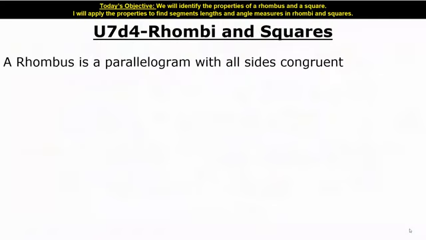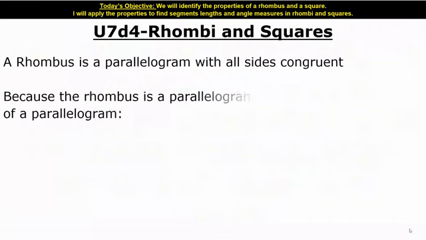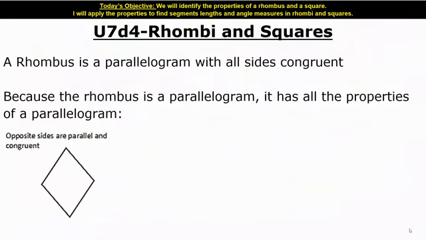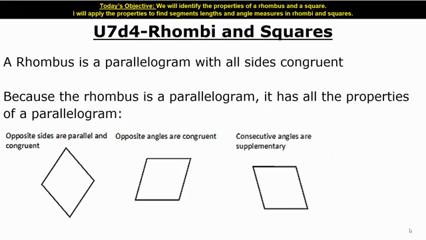A rhombus is a parallelogram with all sides congruent. Because the rhombus is a parallelogram, it has all the properties of a parallelogram. Opposite sides are parallel and congruent. Opposite angles are congruent. Consecutive angles are supplementary. Diagonals bisect each other.